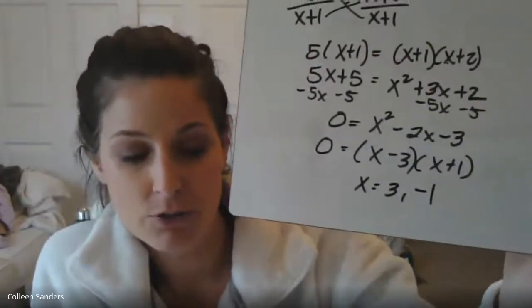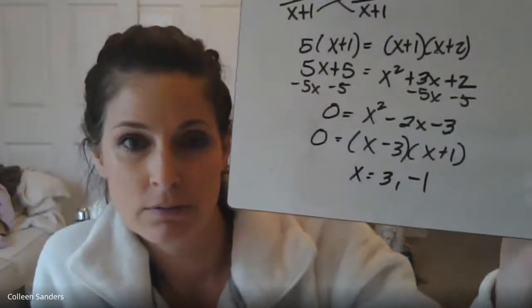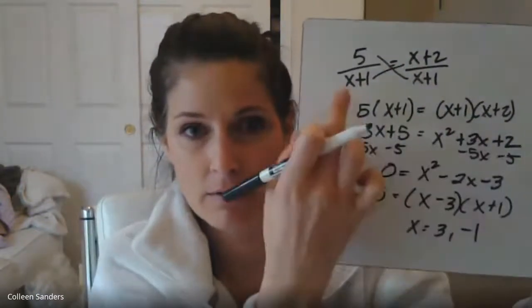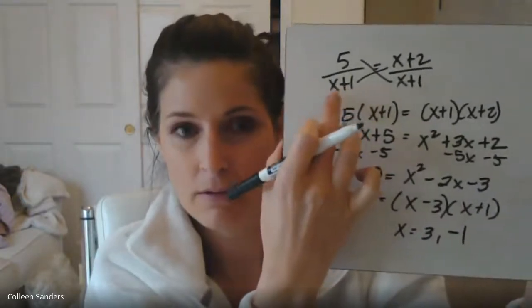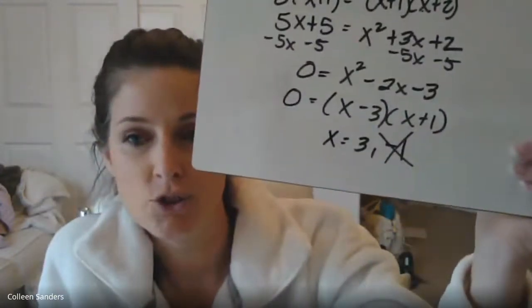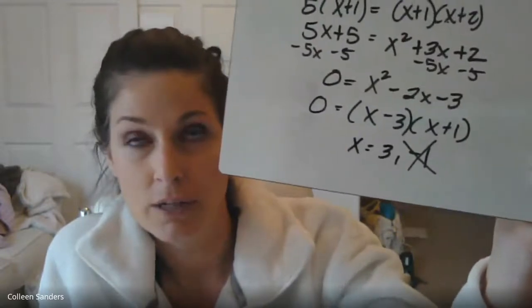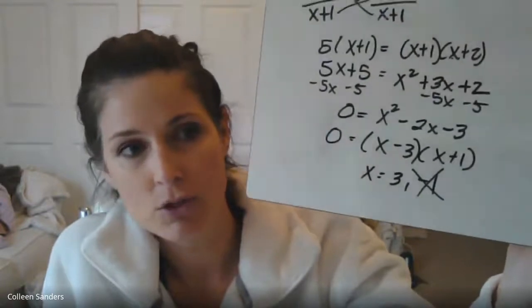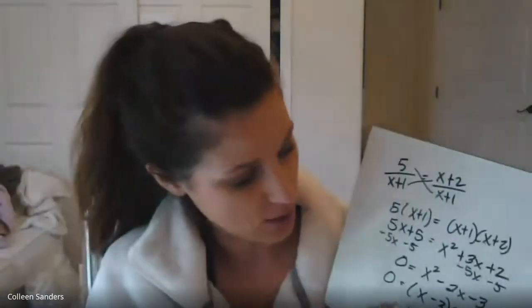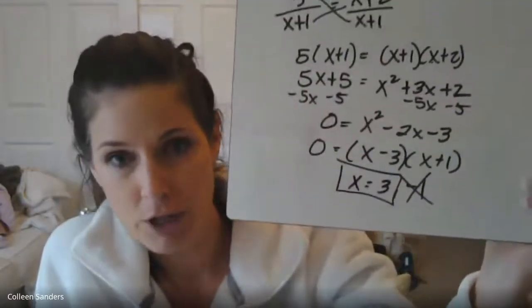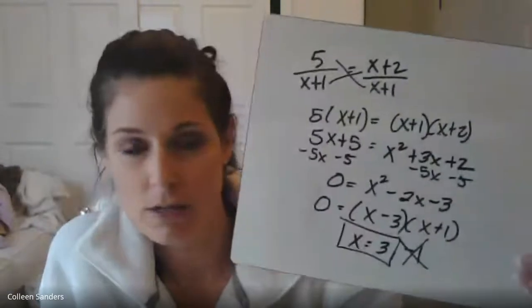Do both of those solutions work? Can I plug a 3 in here? Yep, that'll work. Can I plug in a negative 1? No. What will happen? Negative 1, if I plug it in, I'm dividing by 0. So this negative 1 is really not a solution. It's called an extraneous solution. Your work leads you to that answer, but it doesn't actually work. So you would cross it off, and really now you only have one answer, which would be 3. Okay, so you will see that. Watch out for those that happen where you get something that doesn't work.